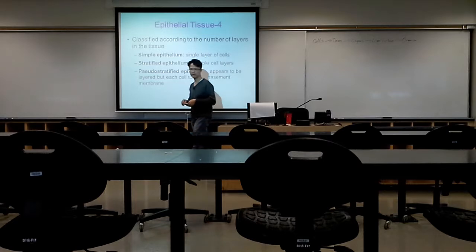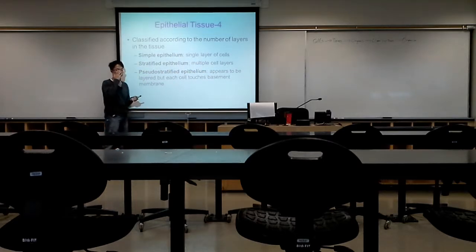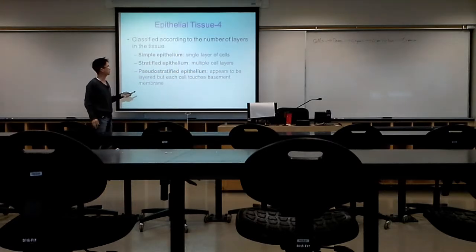Or we can classify the epithelial cells by the number of layers they have. Simple means they only have one layer of cells. Stratified means that they have multiple layers. Pseudo-stratified means that they have one layer, but when you look at these epithelial cells under the microscope, they seem to have multiple layers. So they appear to be multiple layers, but actually it's only one layer.